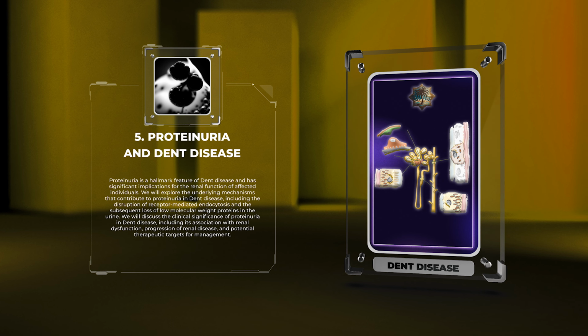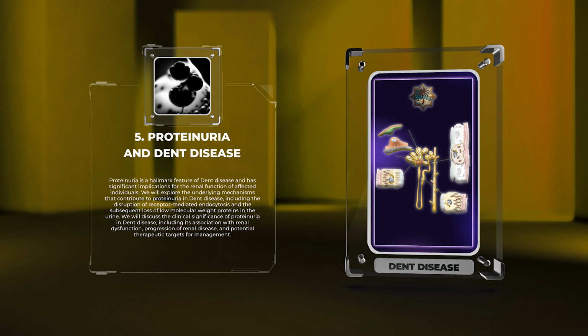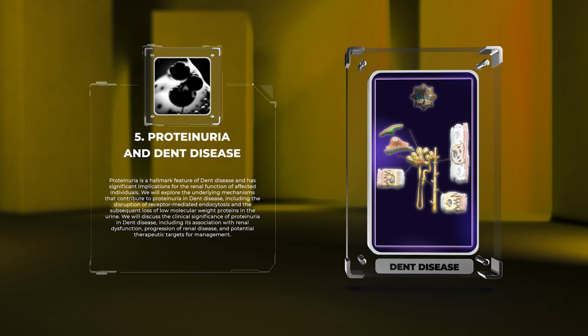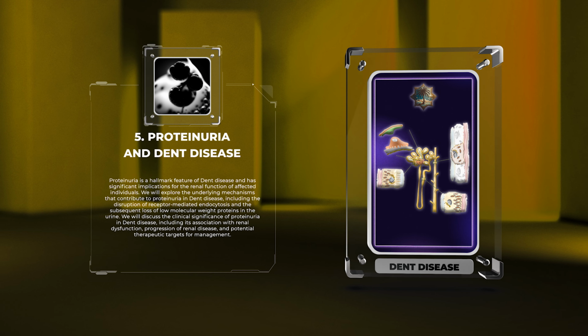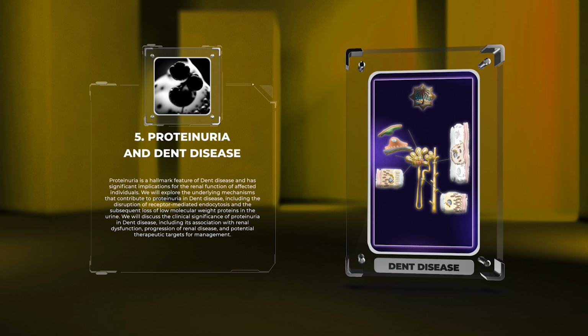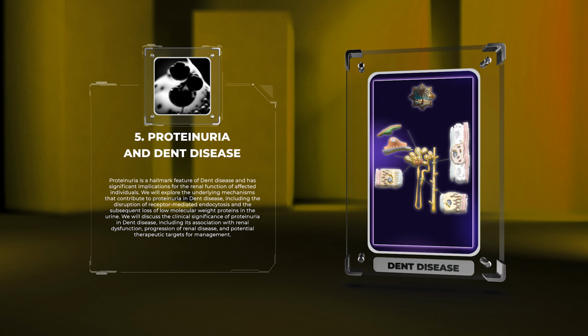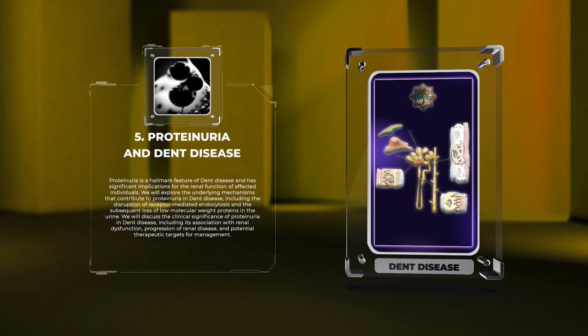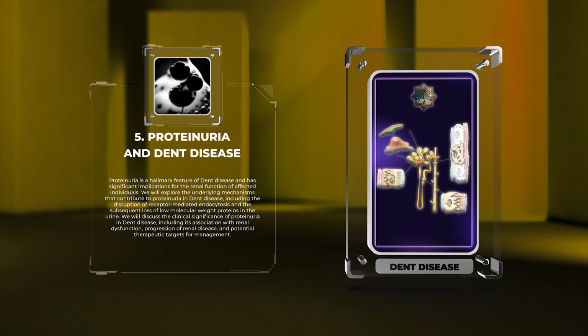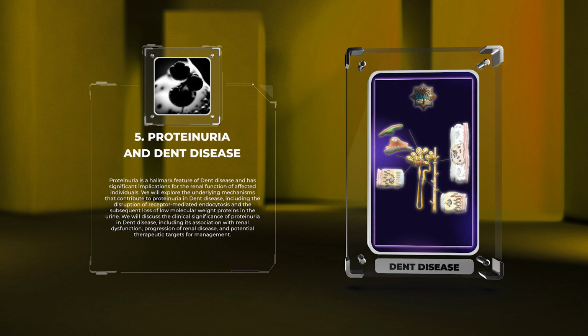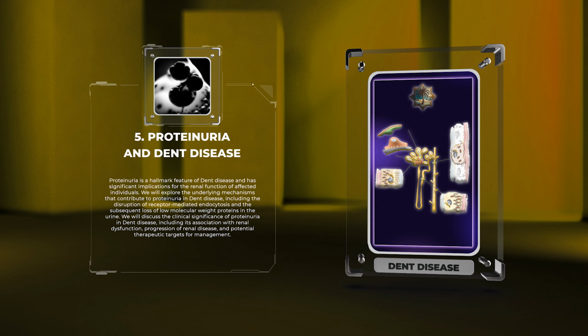Proteinuria is a hallmark feature of Dent disease and has significant implications for the renal function of affected individuals. We will explore the underlying mechanisms that contribute to proteinuria in Dent disease, including the disruption of receptor-mediated endocytosis and the subsequent loss of low molecular weight proteins in the urine. We will discuss the clinical significance of proteinuria in Dent disease, including its association with renal dysfunction, progression of renal disease, and potential therapeutic targets for management.